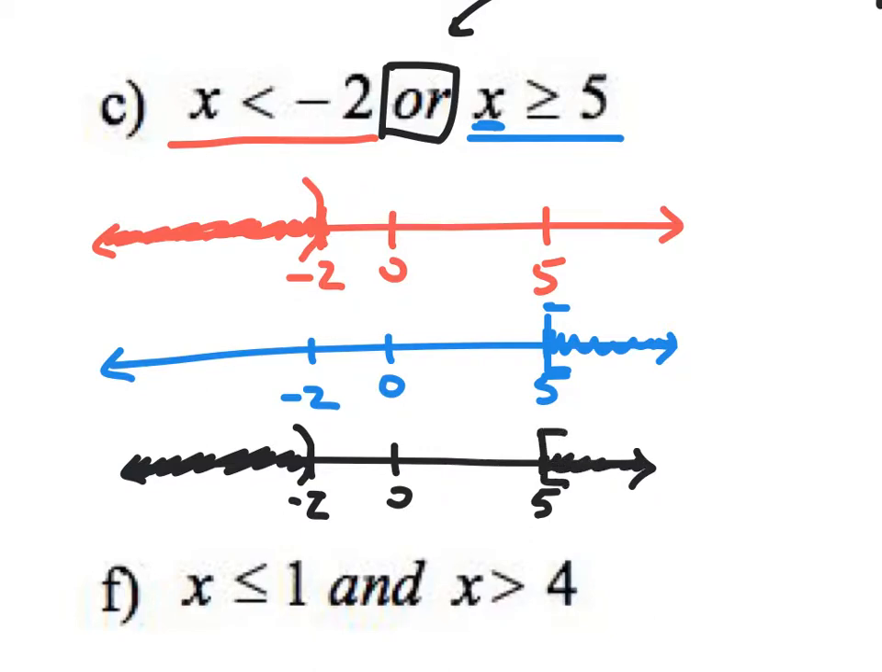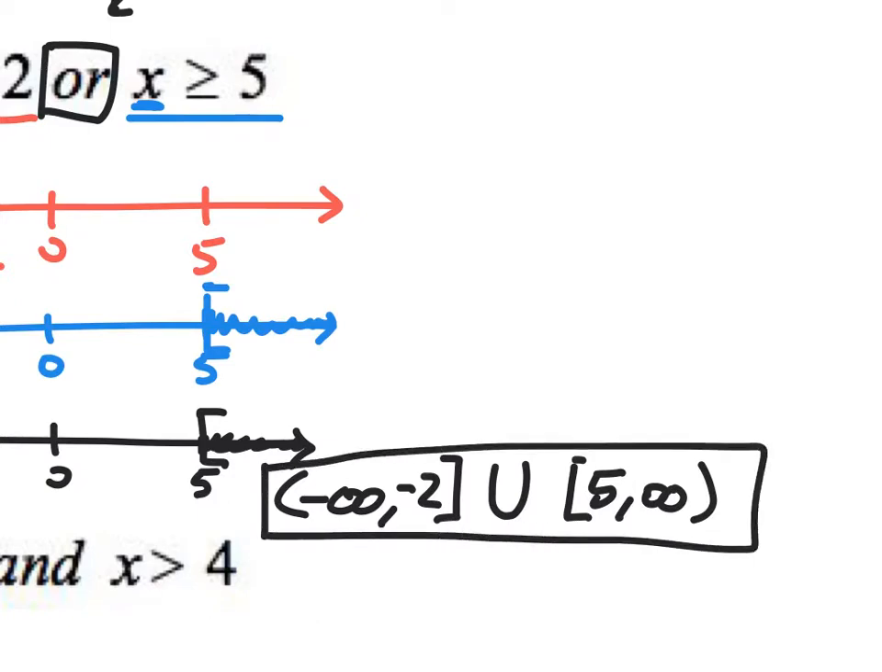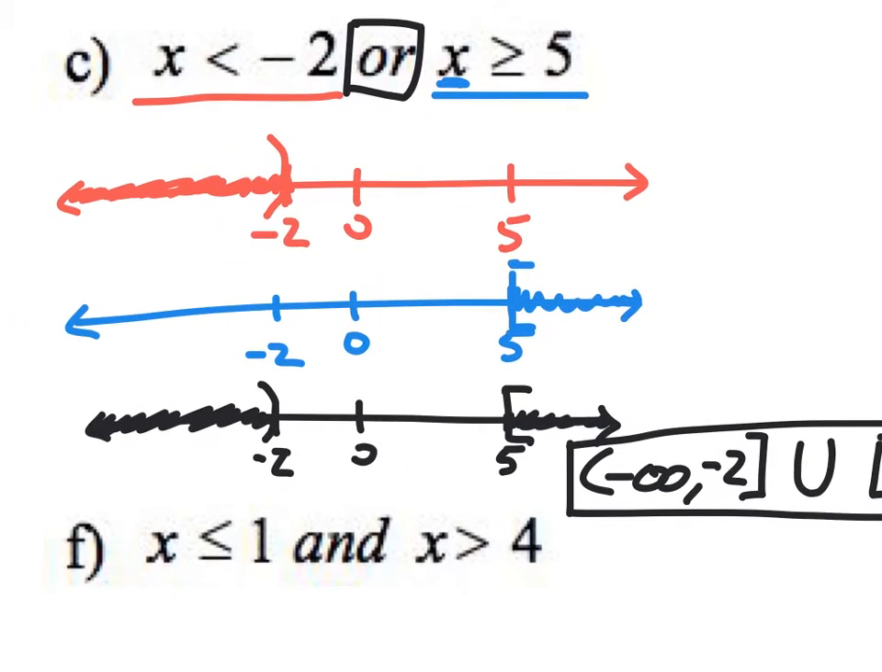And that's my answer. If we wanted to put this into interval notation, I would say that we have from -infinity to -2, that part of the graph. And then we're going to have the part of the graph, leaving some space, that goes from 5 to +infinity. In between the two, we're going to put a U for union. So this would be my interval notation, and this other part would be my graph.